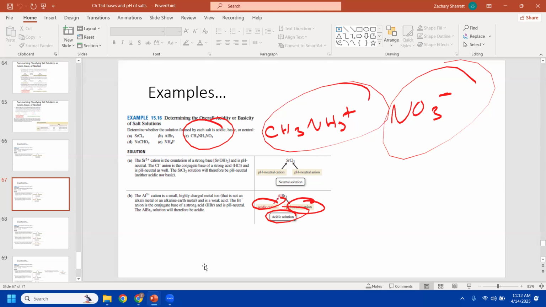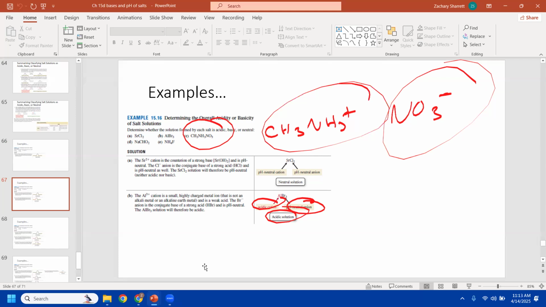Is it in the group 1 or 2 metals? Does that look like a metal, with 7 different elements in it? No, it is not. So it's definitely not pH neutral. It's either going to be acidic or basic. What are our thoughts on this? Any thoughts?